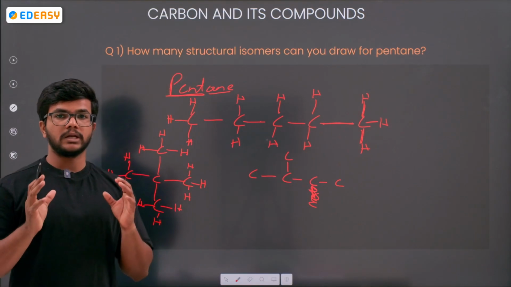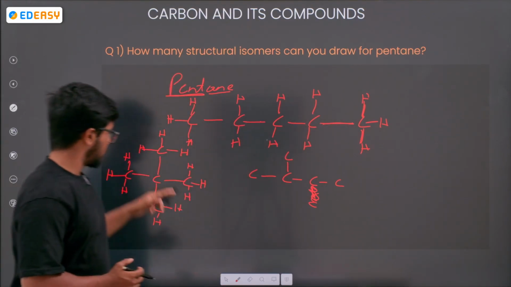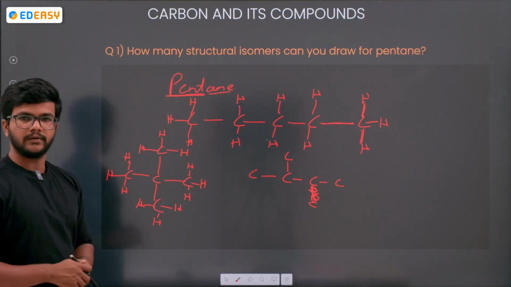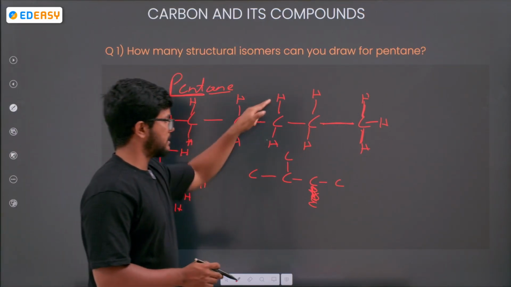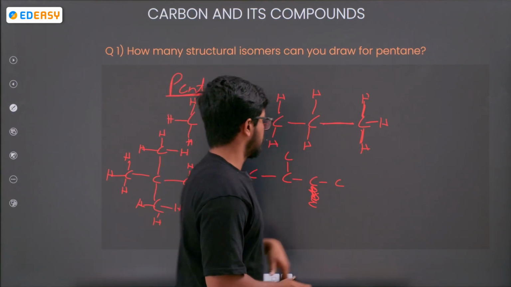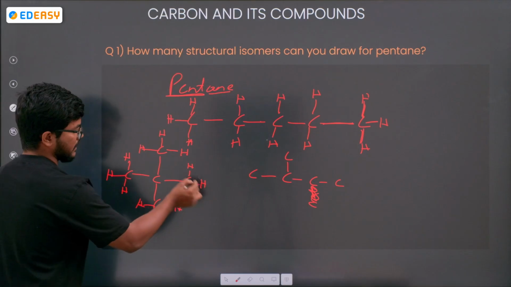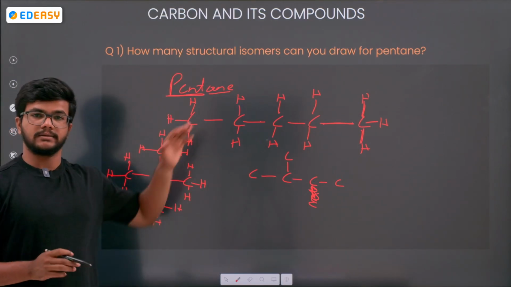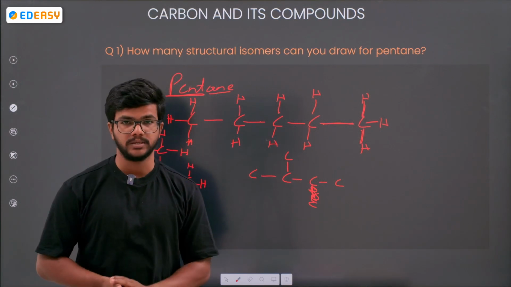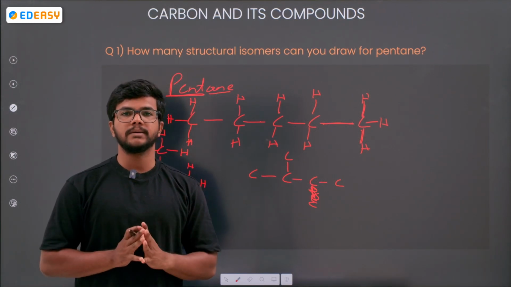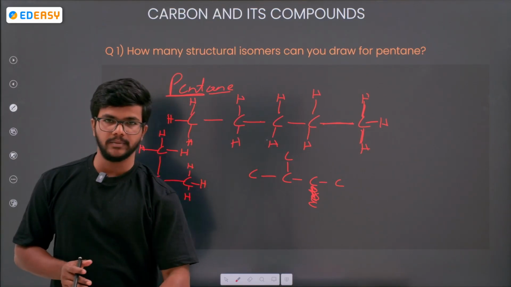Same molecular formula. If you count the number of carbons here, 1, 2, 3, 4, 5. Here also 1, 2, 3, 4, 5. Same number of carbons. Hydrogens: 1, 2, 3, 4, 5, 6, 7, 8, 9, 10, 11, 12. Here also 12. So the same molecular formula but different structure is nothing but structural isomers. Okay, hope you understand about the structural isomers and a little bit about the nomenclature.